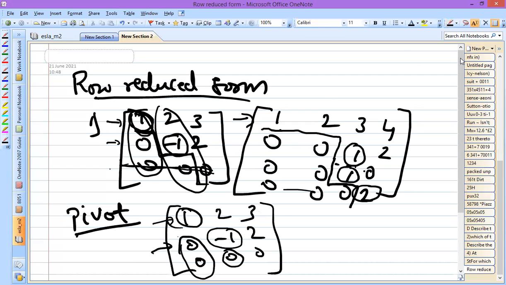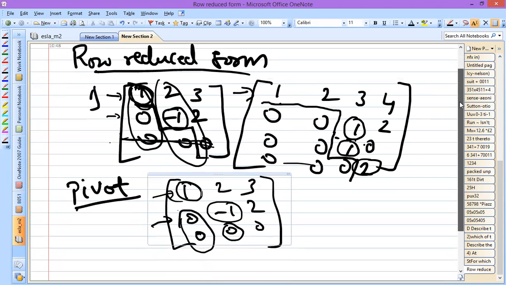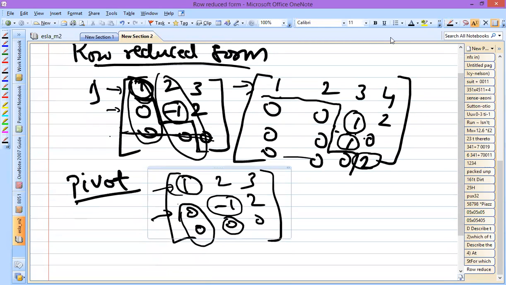Have you understood what a pivot is and what pivot columns are? Because now I'm going to take many problems on this, and you should be able to solve them. So just tell me, have you understood the concept of pivot and pivot columns?